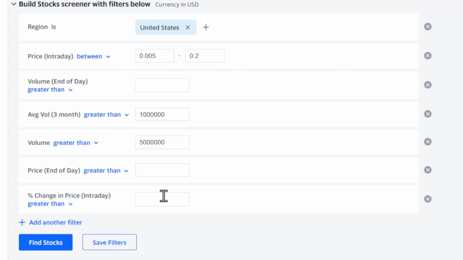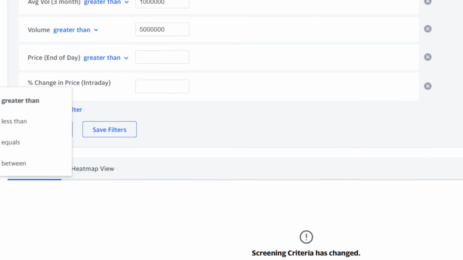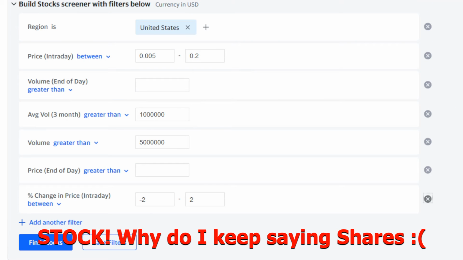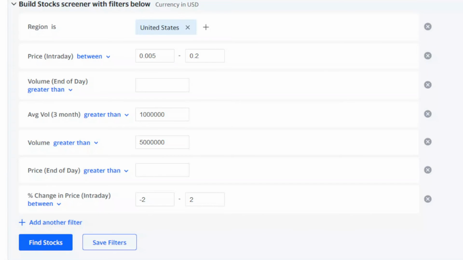Percent change. Now, remember we talked about volatility in this video. That's why I talked about volatility, because of this. So we're going to say between -2% and +2%. We're down to 19 shares. Let's finish off with the volume end of day, which we'll do the same thing, 5 million. We are down to 14 stocks.